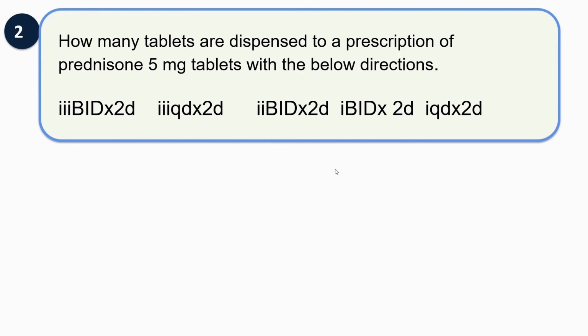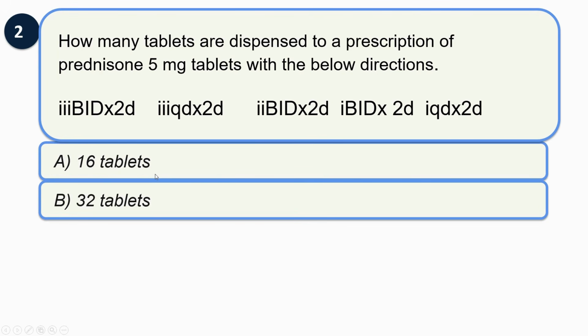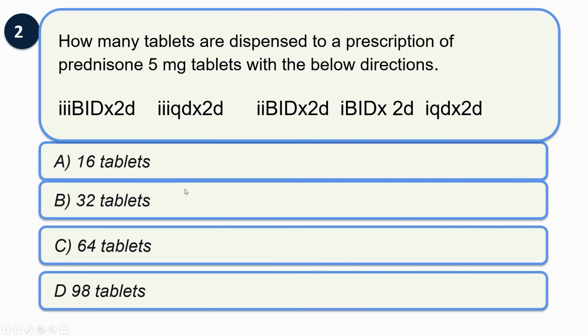How many tablets are dispensed for a prescription of prednisone 5 milligram tablet with the below directions? So here are the directions for the tablets. If you add these tablets, do you get A, 16 tablets, B, 32 tablets, C, 64 tablets, or D, 98 tablets? Pause the video again and calculate the number of tablets and select the correct answer. The correct answer is 32 tablets.